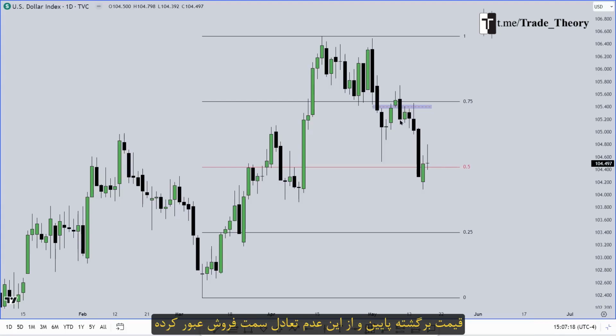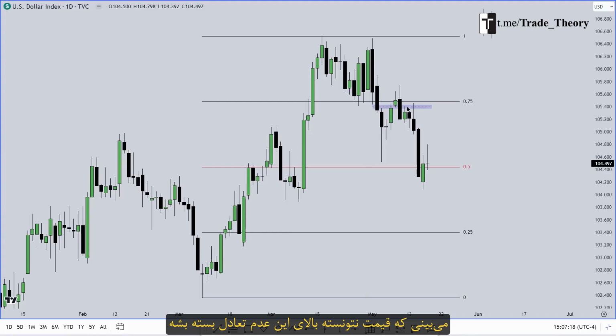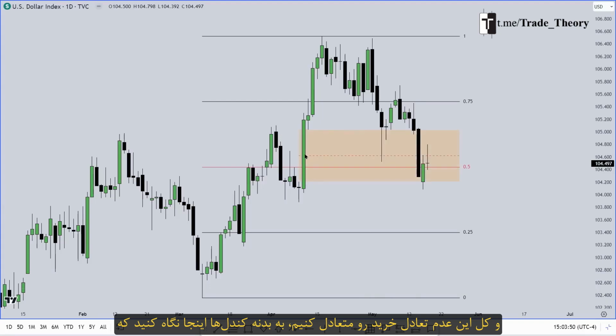Price displaces lower back through this sell side imbalance. What does this sell side imbalance now become? It becomes an inverse fair value gap. And you can see that price here is failing to close back above this sell side imbalance. We run into it once, twice, three times before we displace lower back through this swing low down here on a closing basis, and rebalancing this entire buy side imbalance.